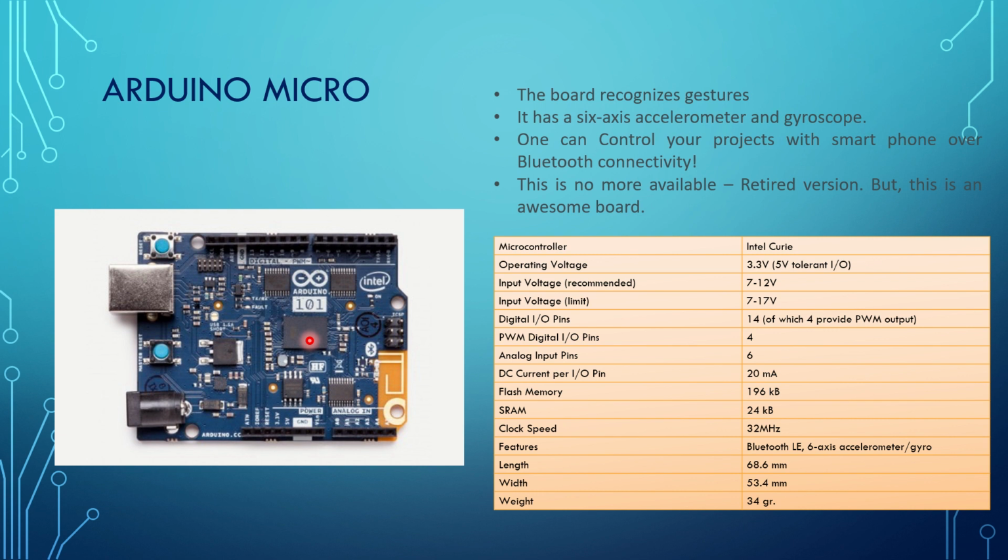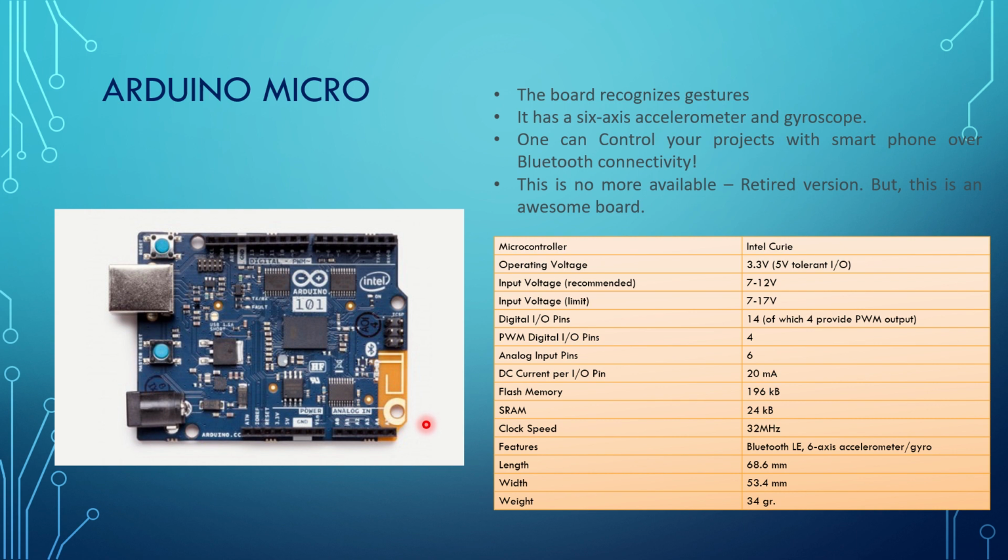We have got 14 digital I/O pins, out of which 4 provide PWM, and you can see that here all these tilts are representing the PWM pins, and the rest all serve as digital pins. And now the analog input pins are 6. We have got 6 analog pin ports available here, and flash memory of 196 KB, it's much improved. The SRAM is 24 KB, it is improved.